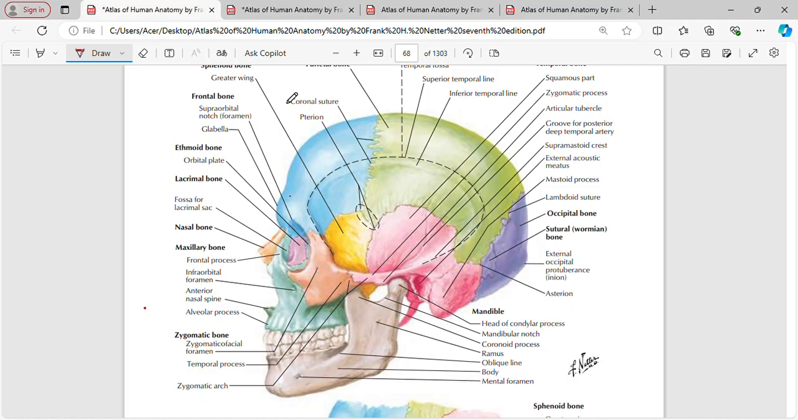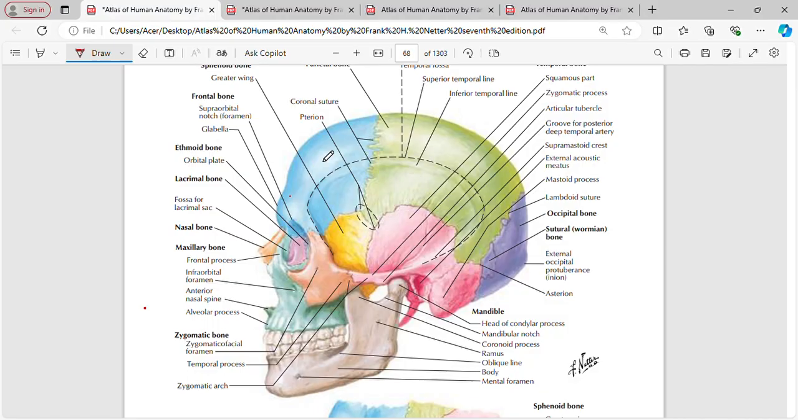So today we'll be discussing the Norma lateralis, that is actually the lateral view of your skull, right? As we've already discussed the Norma frontalis in the preceding videos, I'll teach you about the superior and the posterior view of the skull, and more importantly the base and the vault of the skull, right?